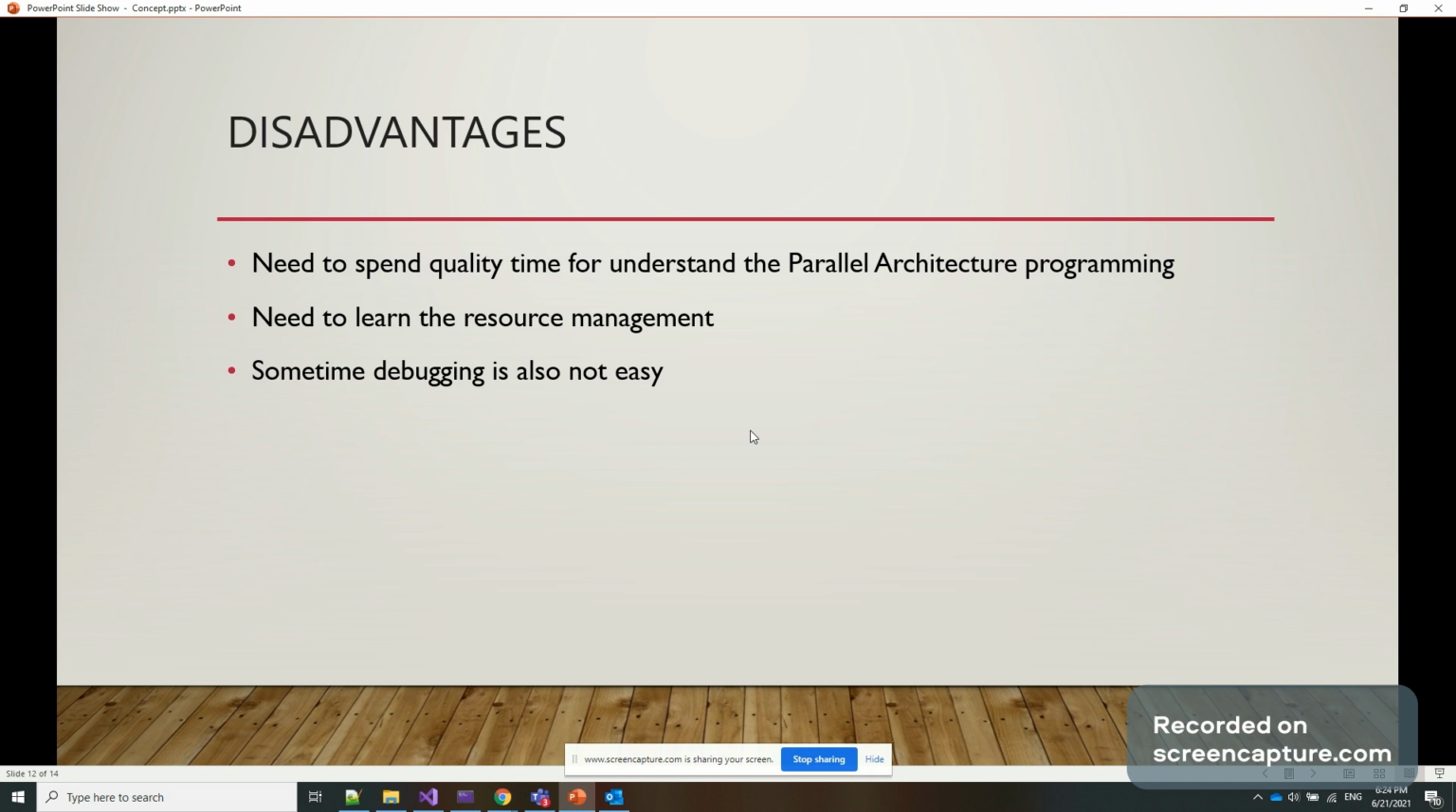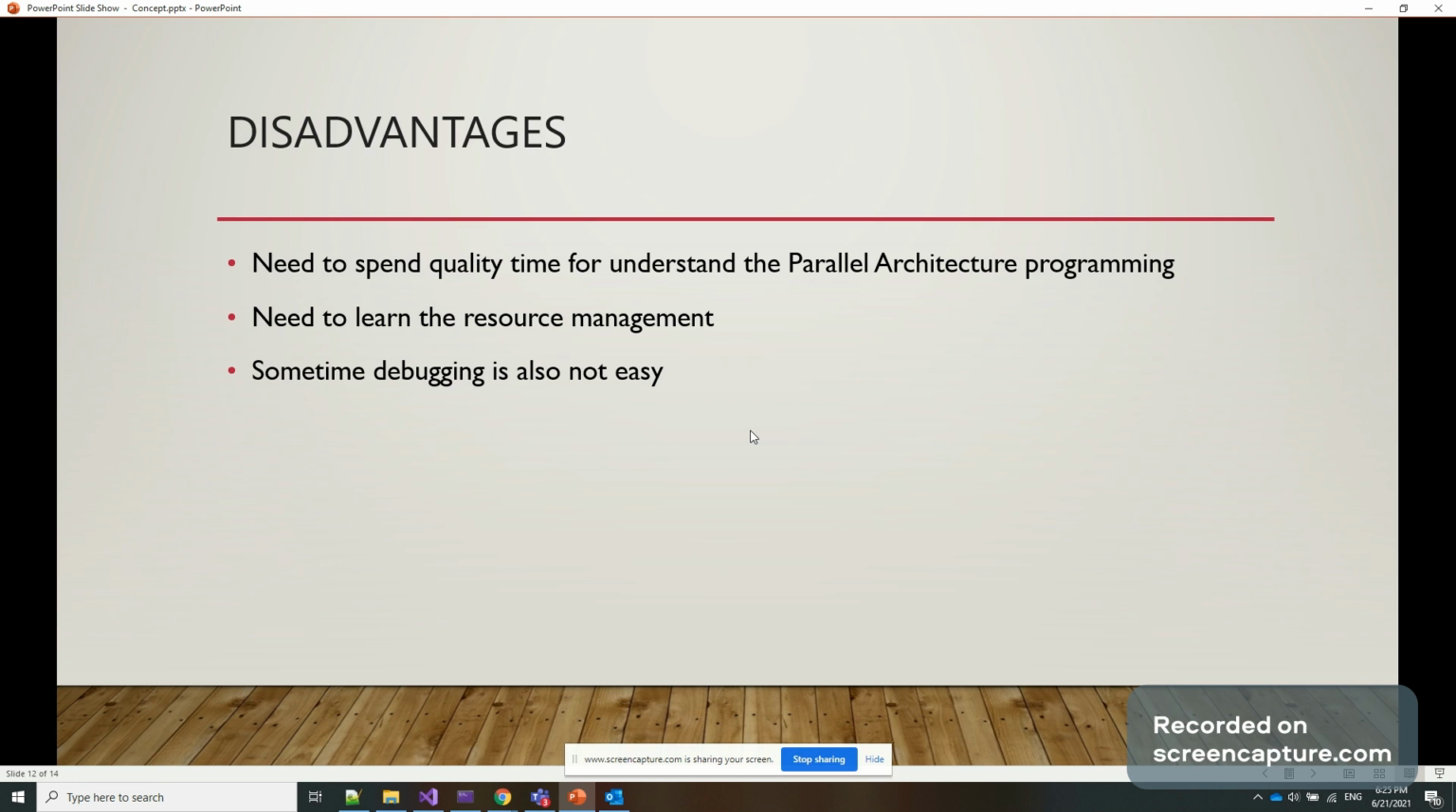Now the disadvantages. Through the definition it is straightforward, like we are dividing the task into subtasks, but it is a little bit difficult to understand parallel architecture programming. We need to spend some quality time on this to achieve expertise in this topic. The second is that we also need to learn about the resources, like how to utilize the cores and so on, because that also comes up during actual programming.